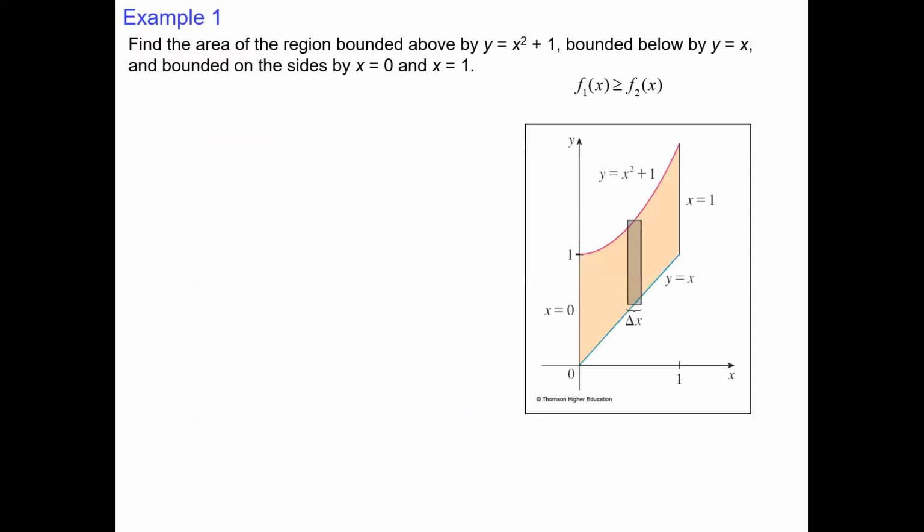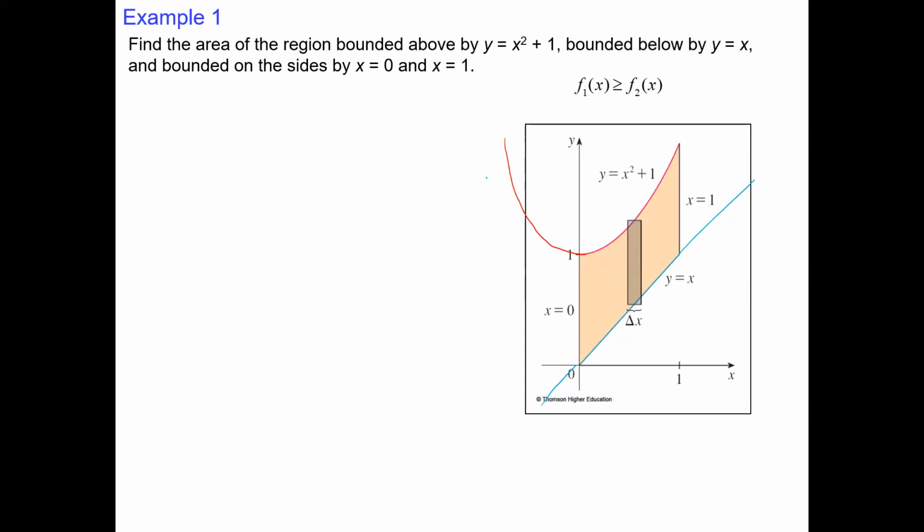Okay, let's start. Example number one: find the area of the region bounded above by parabola x squared plus one, bounded below by the line y equals x, you can see the blue line, and bounded on the sides between zero and one. That means the vertical lines zero and one. We can see I have the graph. We don't need the entire parabola or the entire line, we just have to cut it using the vertical lines, 0 and 1, and that's the region.